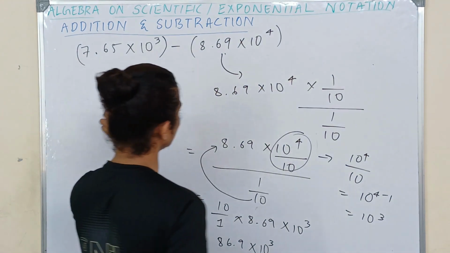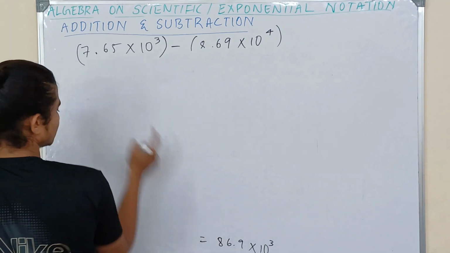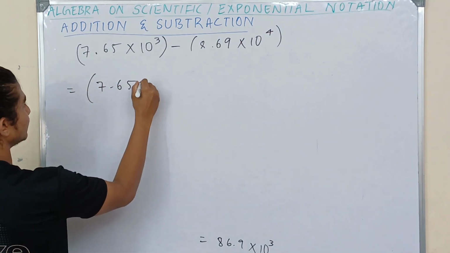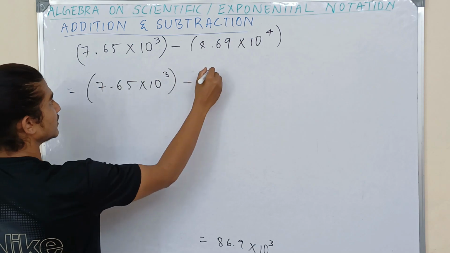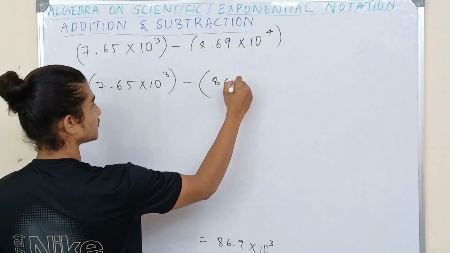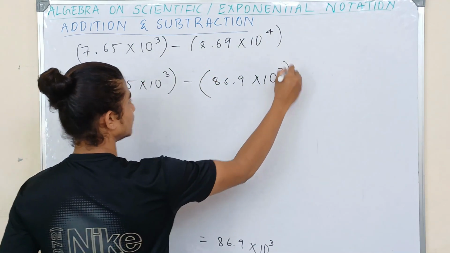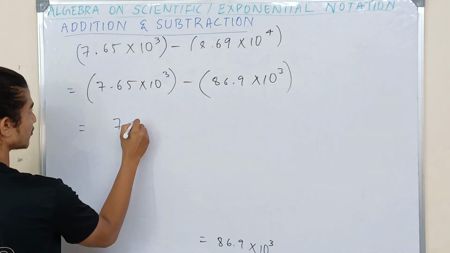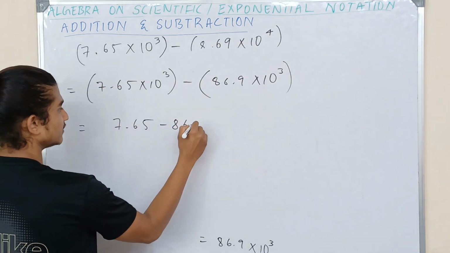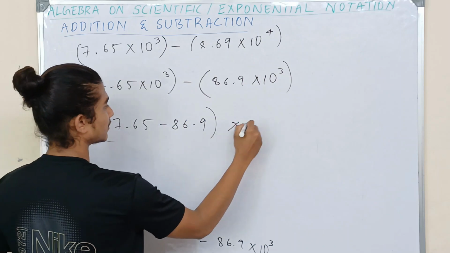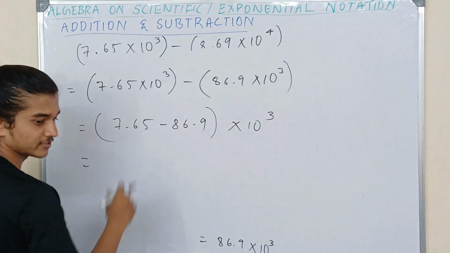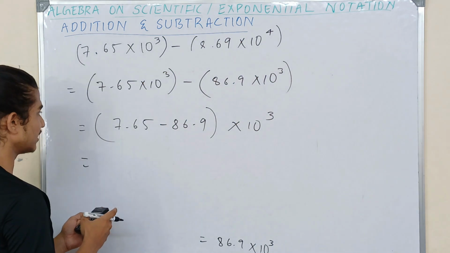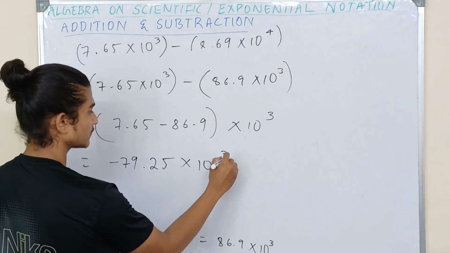That's what I'm exactly going to do now. I'm going to erase this and replace this number with this number. 65 into 10 to the power 3 minus 86.9 into 10 to the power 3. So just normal subtraction you're going to do right now. So 7.65 minus 9 multiplied with 10 to the power 3. So you take your calculator and just subtract these two. So your answer is going to be 10 to the power 3.